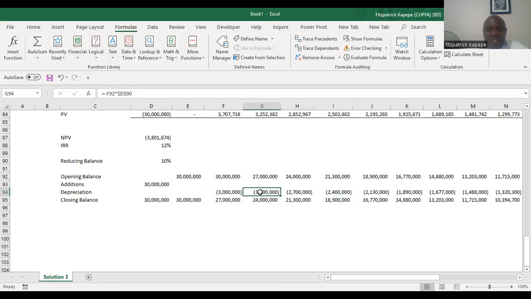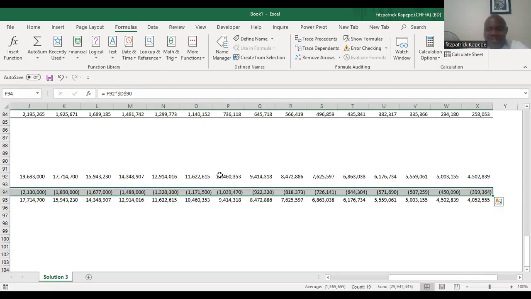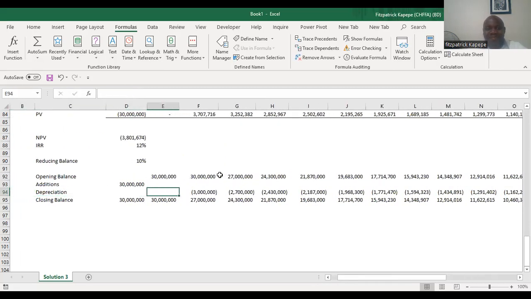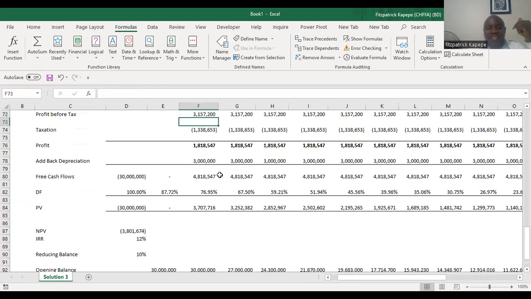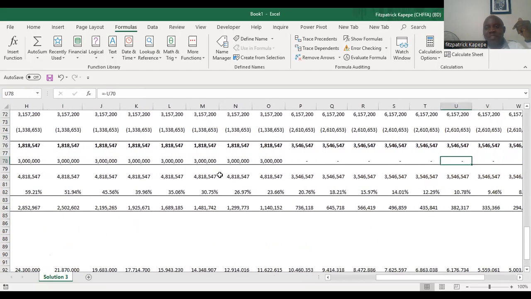If anything here, I've made a mistake. No, starting from here, sorry. It's this. So you have 27 as the balance brought down. 10% of that, you have 27 million, 10% of that is 2.7 million, just like that. So these are the numbers which you are going to plug in here, where we have this 3 million, meaning that you're going to have them in there.